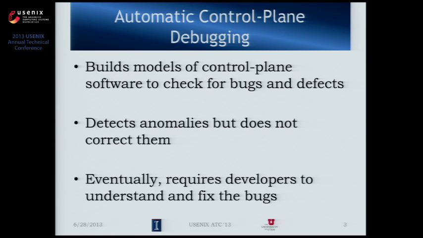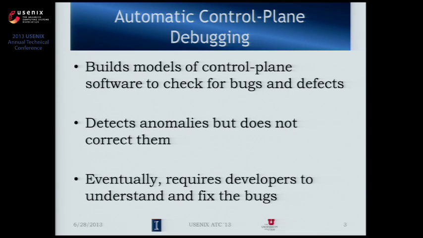To address these bugs, operators first try to use automatic control plane debugging tools. Most of these techniques try to build a model of the software itself or of the observed bug in the production network. What they do is either statically analyze the source code or dynamically analyze the software behavior. Unfortunately, when these automatic debugging tools work on control plane software, most of them just detect the anomalies instead of showing the operators how to correct these bugs.